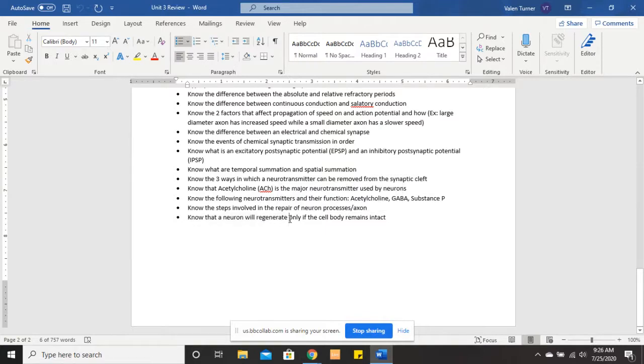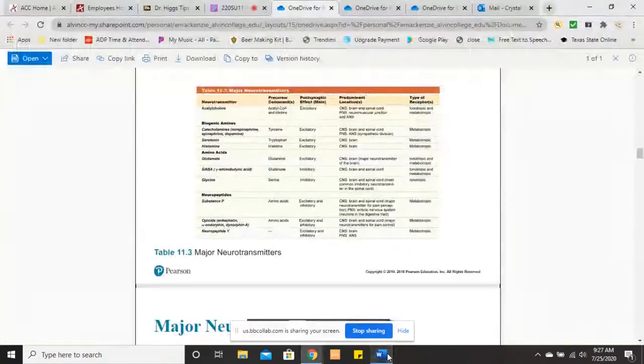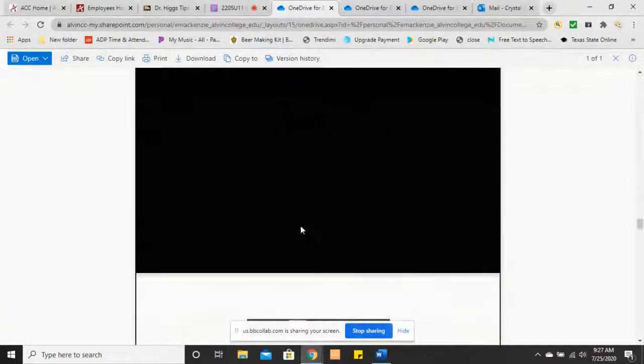You can only regenerate a neuron if the cell body remains intact. So that means you could really only damage the axon or the dendrite. If you damage the cell body, it will not regenerate. So let's look at it. How do we heal and regenerate a neuron? Really, how do we heal and regenerate anything but the cell body? Because if you damage the cell body, it's not going to regenerate.